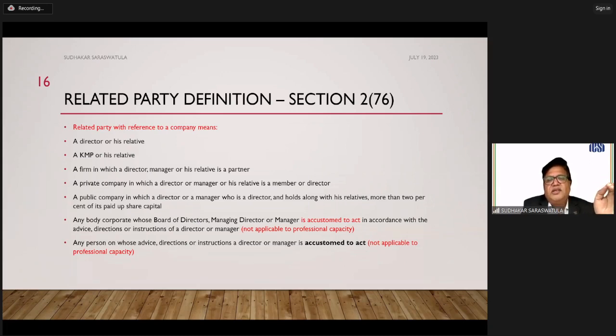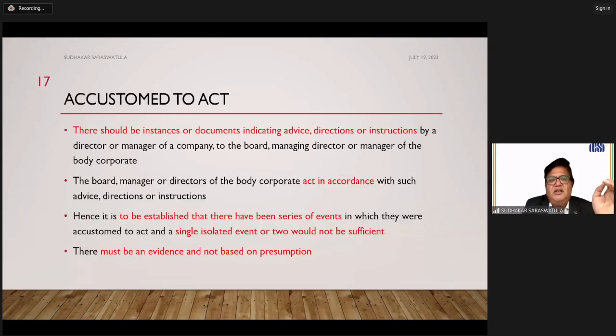Now the question comes, what is "accustomed to act"? There should be instances or documents indicating advice, directions, or instructions by a director or manager of a company to the board, managing director, or manager of the other body corporate. That means, suppose there is a holding company, the holding company's KMPs, directors, or senior management have to give instructions or advice to the subsidiary company, maybe wholly owned, maybe otherwise, or a joint venture or an associate company.